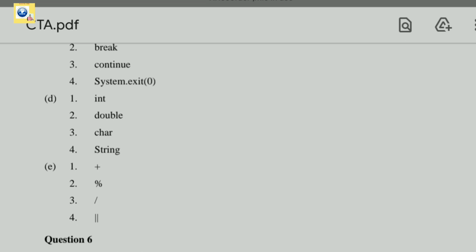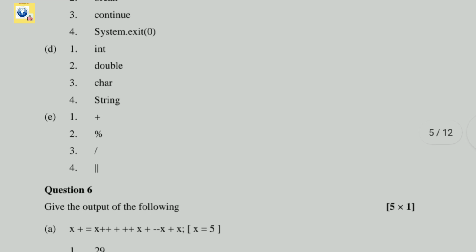Option number 4. Moving towards the next question: int, double, char, string. Which one is odd? These all are data types, but int, double and char are primitive data types, whereas string is non-primitive. That's why string is odd.